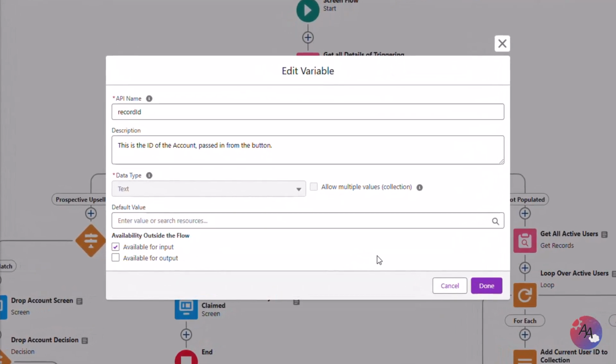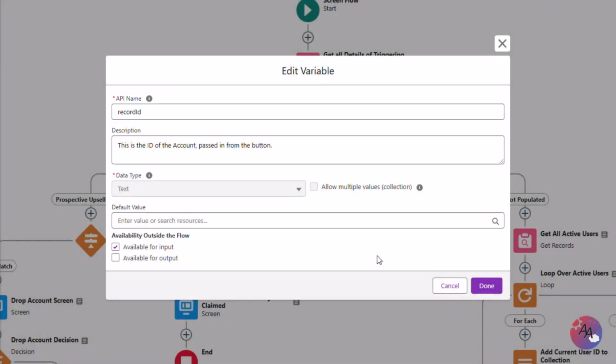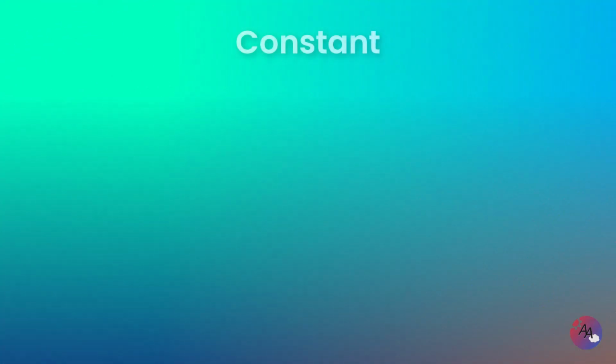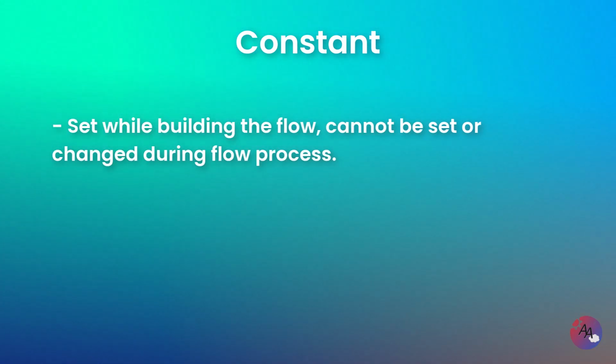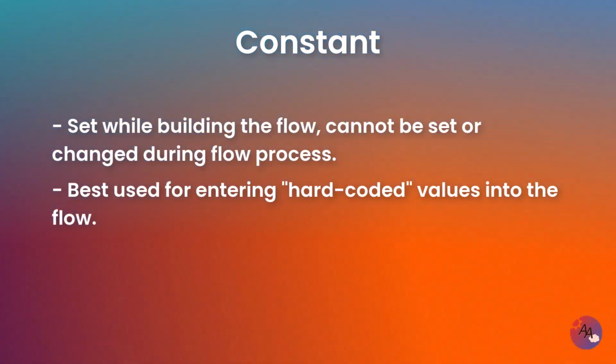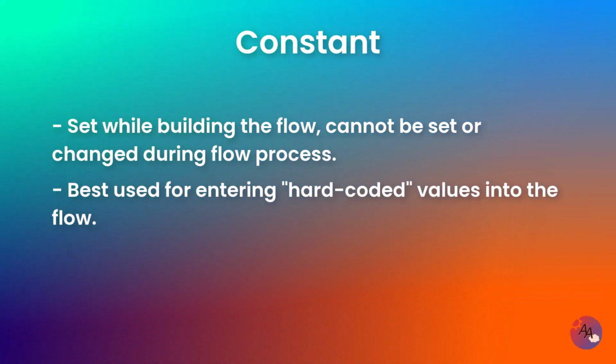When passing a record's ID into a flow, label the variable as recordId with all lowercase letters except the I in ID. Salesforce is built to recognize this variable name when triggering a flow from a Lightning component or custom button. A constant resource is a value that can be used but cannot be set or changed during the flow process. Constants are a good option if we need to enter a hard-coded value somewhere in the flow, but will want to know in the future where it is used in the flow.